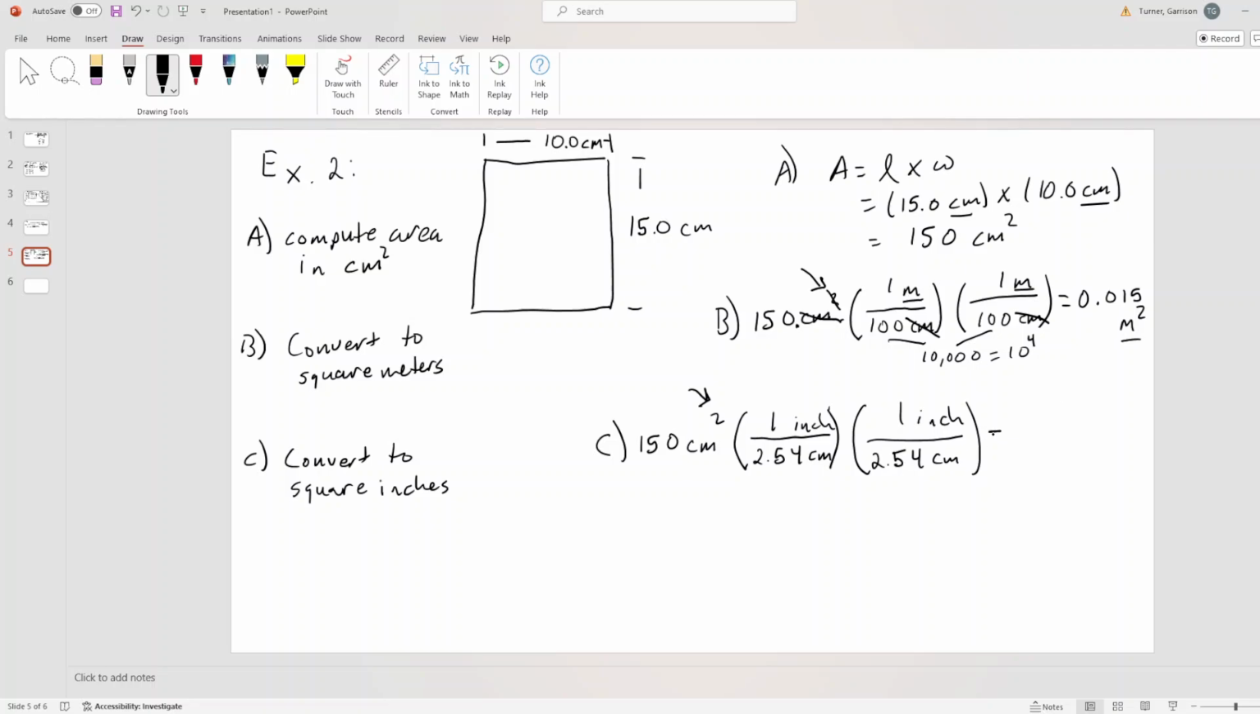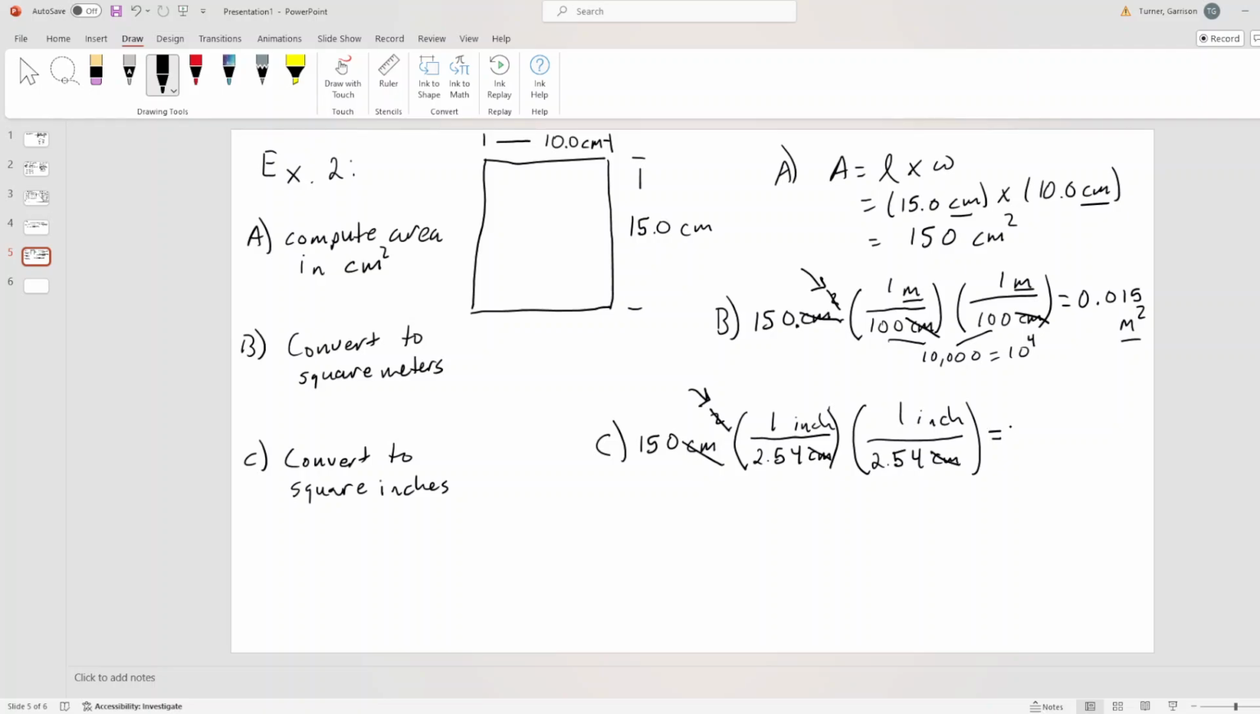Okay, so we're going to do the same thing here. This unit of centimeter cancels out with one of these centimeters squared. This unit of centimeters cancels with the other one. And I'm going to be left with square inches. Now this one's a little bit more of a sophisticated calculation, so I'm going to use my calculator. And if I plug this in, I'm going to get 150 divided by 2.54 divided by 2.54 again. And this is 23. And so here's a really good example.